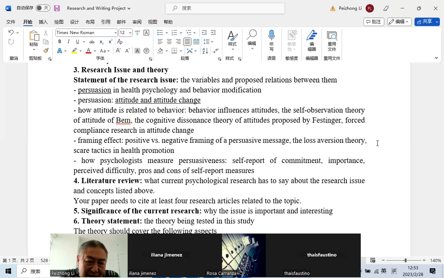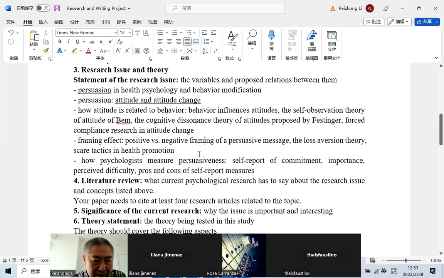People are more sensitive to that. That's more persuasive. That would lead to the scare tactic in health promotion. You try to scare people. You warn people against the consequences if they don't change their behavior. According to the loss aversion theory, this is more effective than positive framing. People are more sensitive to loss than to gain. When you frame the message as a potential gain, that's less likely to draw people's attention.